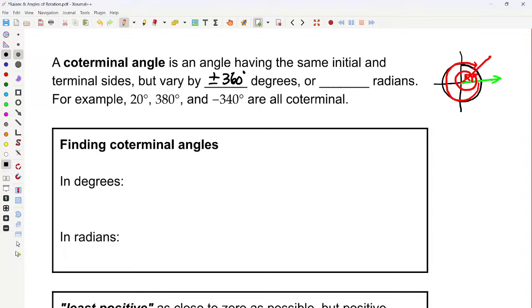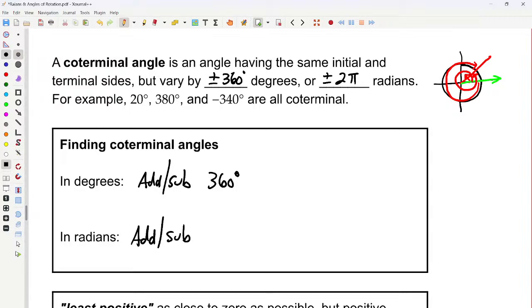So you can just keep adding rotations of 360, depending on direction, subtracting 360. And what is 360 degrees in radians? 2 pi. So that's all a coterminal angle is. It's same starting, same ending, and a different rotation in between. How do you build them? You add or subtract. So even though I have it right there, I'll put it nice and clean. In degrees, add or subtract 360s. In radians, add or subtract 2 pi.